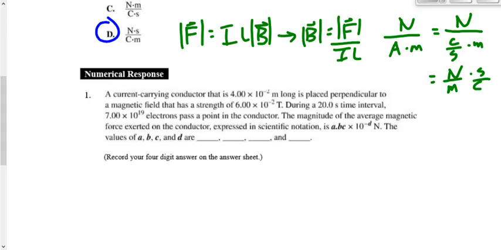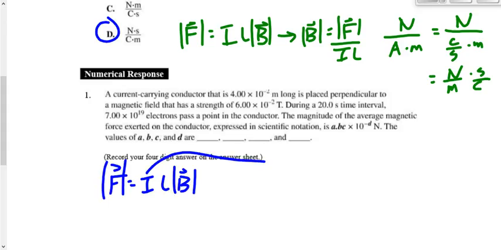Question 1. A current carrying conductor is this long. It's placed perpendicular to a magnetic field with this strength. During 20 seconds, this many electrons pass through. What's the average magnetic force on this conductor? We're going to say F is equal to ILB. But we don't know what I is, so we've got to find it. I is equal to Q over T, right? But we don't know what Q is, so we've got to find it. How are we going to find Q?